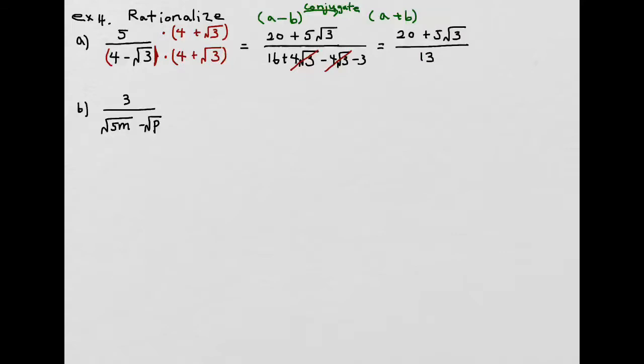And if your problem is asking you to write it in the standard form of complex numbers, then you can do 20 over 13 plus 5 square root of 3 over 13. So if you want to, you can separate out the real solution from the imaginary solution. I mean, not the imaginary, the rational solutions, right? With the square roots. But again, this format is acceptable on the paper.